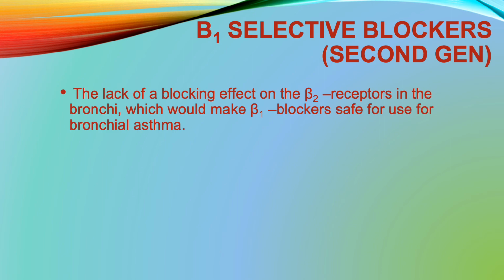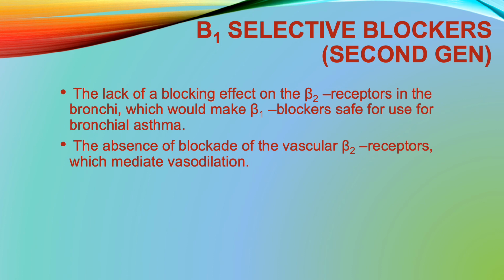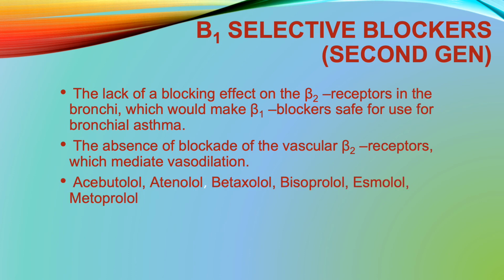Now, with the second class, the more selective antagonists, the beta-selective blockers, or the second generation. These are the mentioned metoprolol, pindolol, atenolol, carvedilol, and others. They lack a blocking effect on our beta 2 receptors located in our bronchi, which would make our beta 1 blockers safe for use in bronchial asthma. The absence of blockade on the vascular beta 2 receptors can mediate vasodilation. So these are the examples of our beta 1 selective blockers.